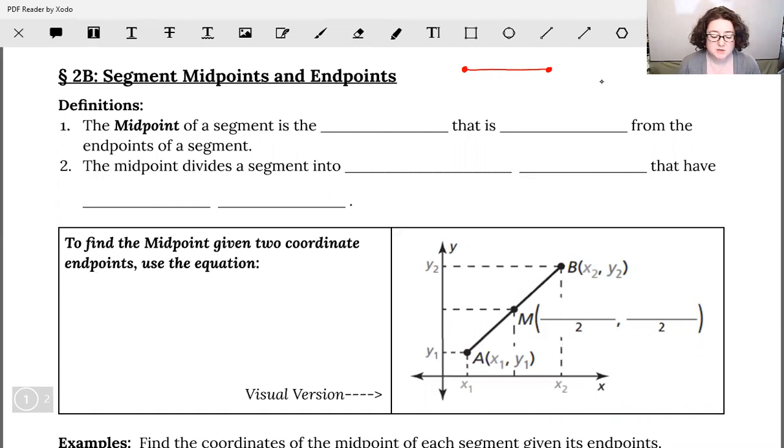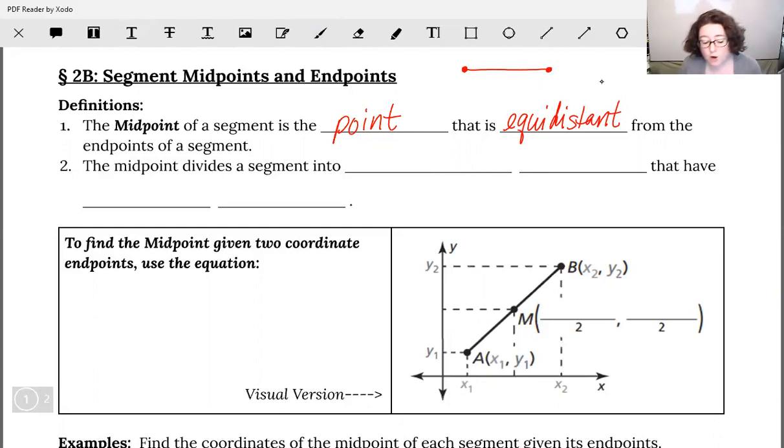So some definitions. The midpoint of a segment is going to be the point. Well, think about where it is. Midpoint sounds a lot like the word middle. So it's in the middle of a segment. To get a little bit more mathematical, we can call it equidistant from the endpoints of that segment. So equidistant, equal distance. If you have two endpoints and a midpoint, well, if that point is right smack in the middle, it's going to be the same distance to one endpoint that it is to the other endpoint.